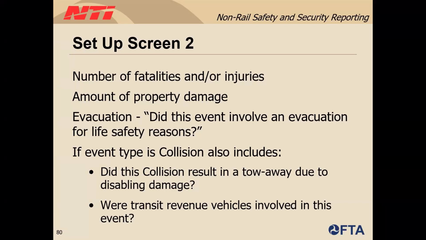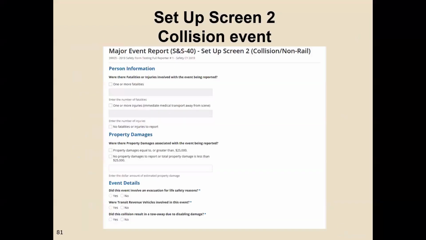If the event type is a collision, then you are also asked the tow-away threshold question. You will also be asked if transit revenue vehicles were involved, which determines if this is a transit or non-transit collision. This is a snapshot of setup screen 2 for the non-rail mode collisions.